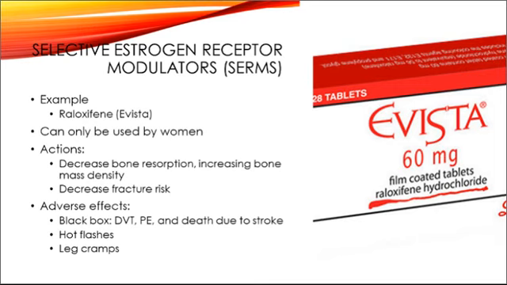You can find information on SERMs in your Pearson text on page 804, and raloxifene is in your drug handbook starting on page 986. There is that black box warning, which we've talked about before, for DVT, pulmonary embolus, and death due to stroke. It's an adverse effect, obviously. That's a very poor outcome. It can only be used in women because it is an estrogen.